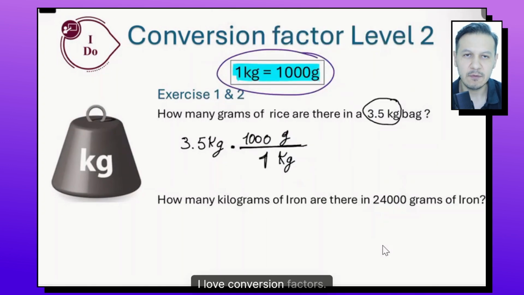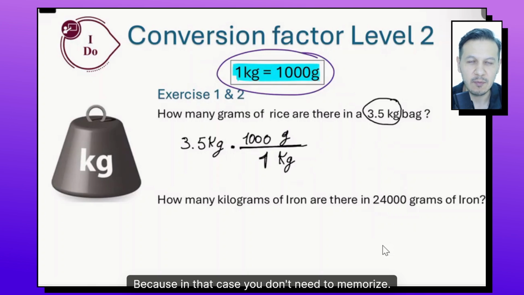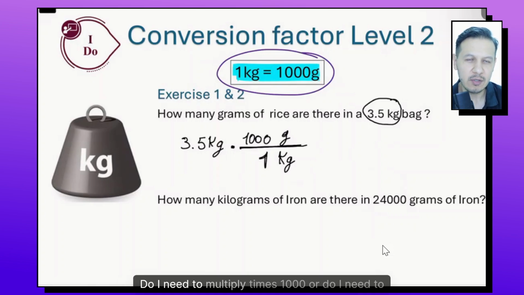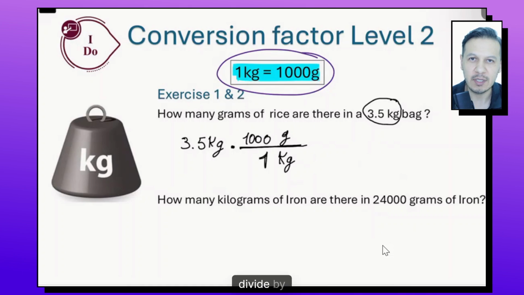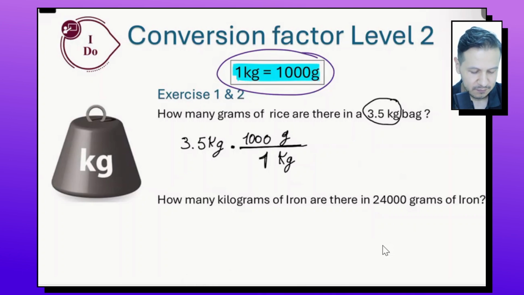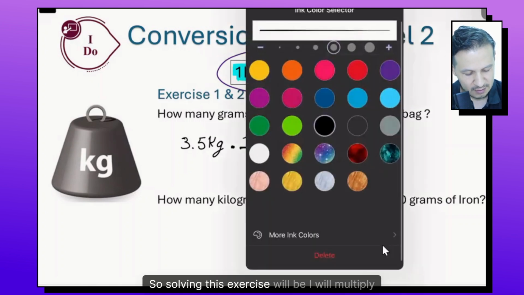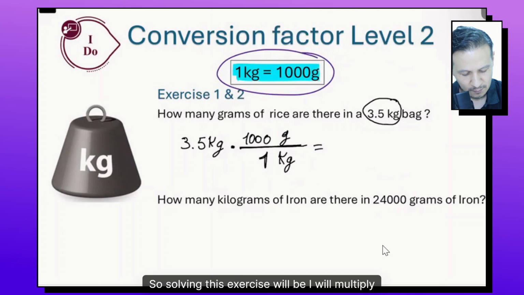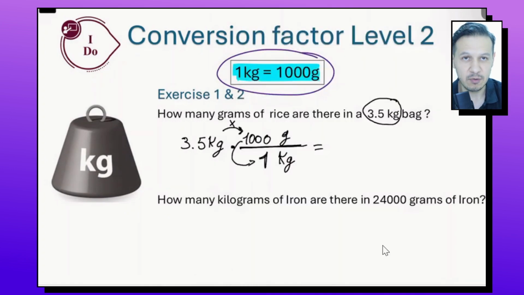I love conversion factors because in that case you don't need to memorize what I need to do. Do I need to multiply times 1000 or do I need to divide by 1000? This is something that my students always struggle with all the time. Do I multiply or do I divide? By using conversion factors, you don't need to ask this question again. So solving this exercise, I will multiply times 1000 and then I will divide the result by 1. This is how it works.